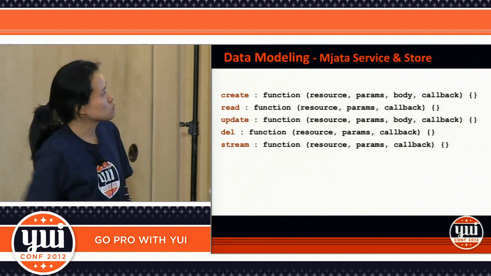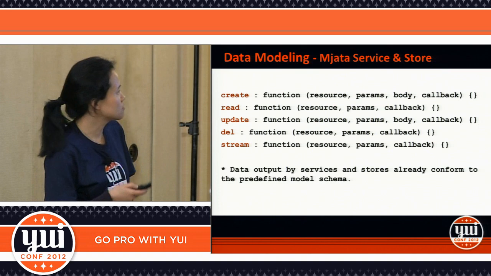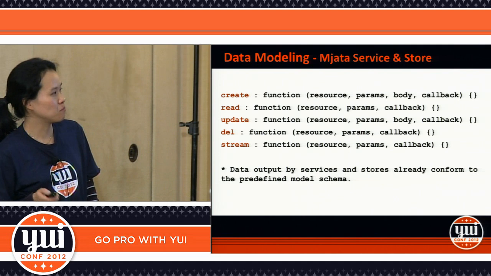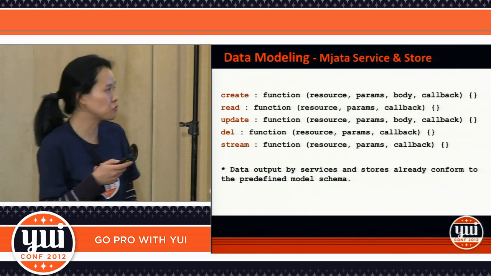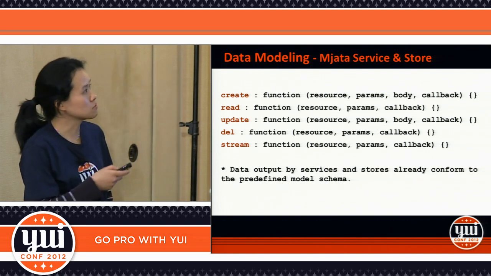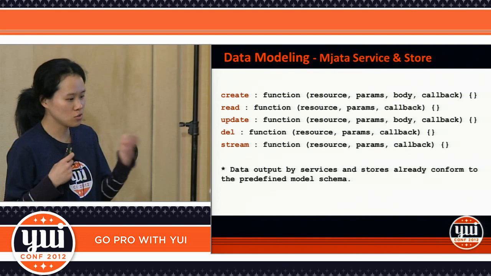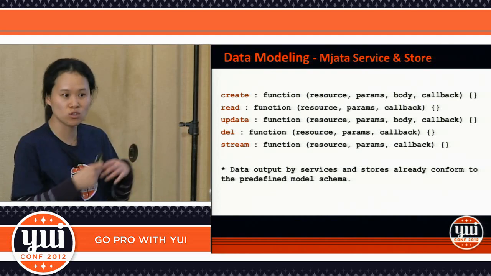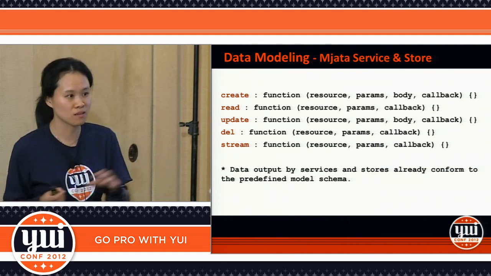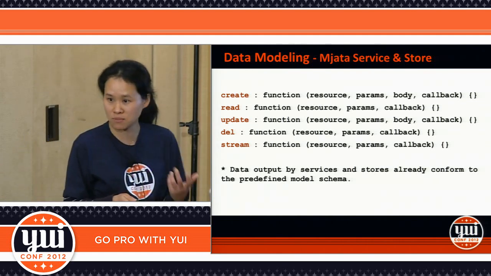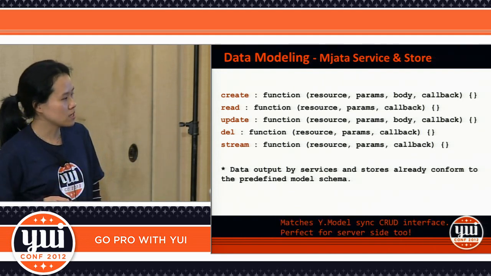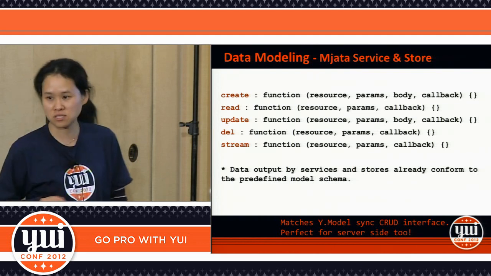We use the same CRUD, and we add a stream in the interface. One thing I want to emphasize is that the data output from these services and stores will already conform to the model schema you defined in the JSON schema. This is really cool, because the user can pick and choose what to use. If they want to use the model, they use the model. If they want to use the service, they use the service. If they want to use the store only, they use the store only, because it's all the same interface and the same data format comes out. It also matches YUI model's sync CRUD interface perfectly, and it's perfect for server side.